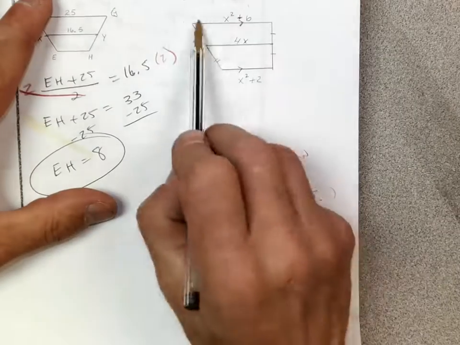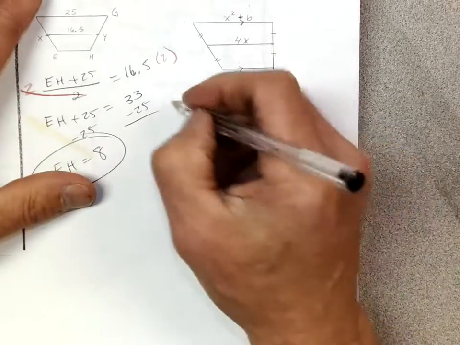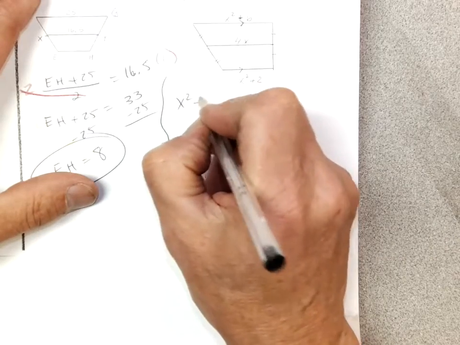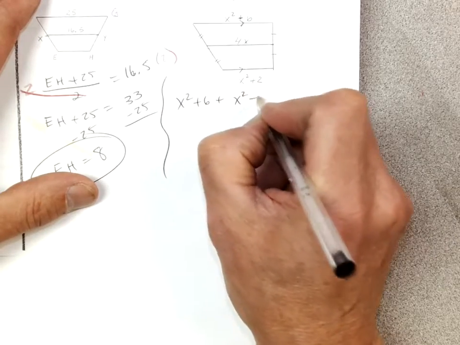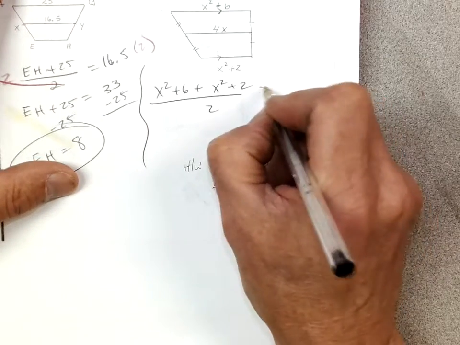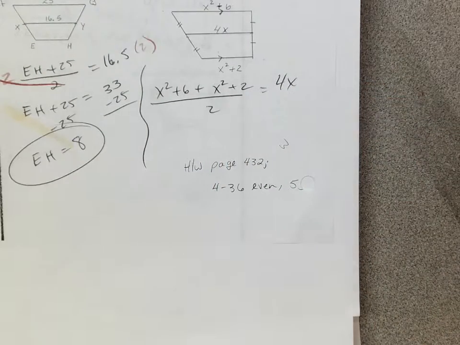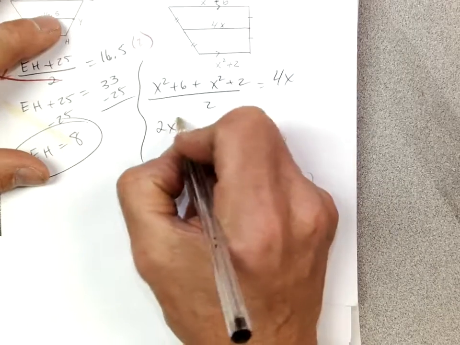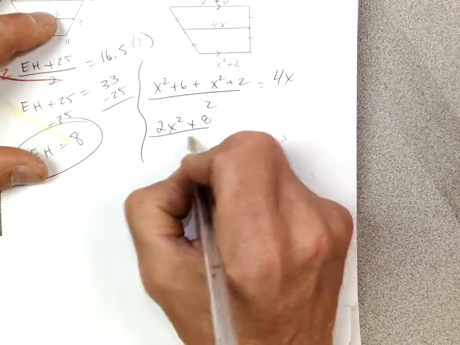Example 6. So this plus this divided by 2 equals this. So we're going to say x squared plus 6 plus x squared plus 2 divided by 2 equals 4x. Whoa, that looks like a hard problem, doesn't it? Wow, we might even have to factor. I know, the F word. But we can do it. Functions, factoring, all these things kids don't like to do. All start with F.